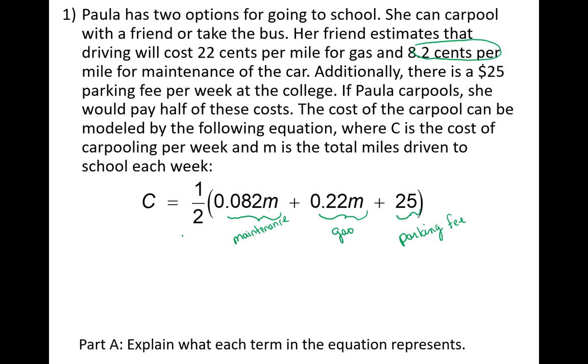Now, this 1/2 is because she's splitting the cost with somebody else, because that's the whole point in carpooling. We'll say splitting a cost with a friend. So that's what each part of that formula represents.